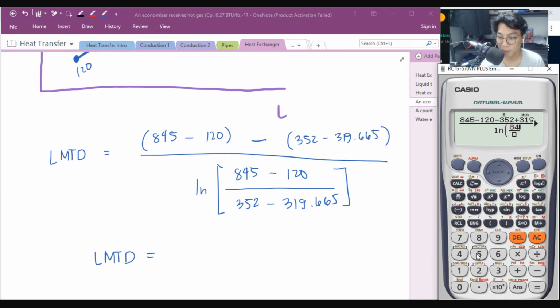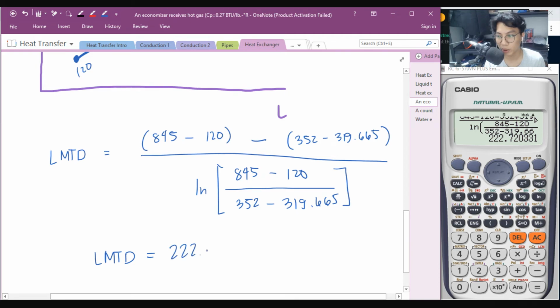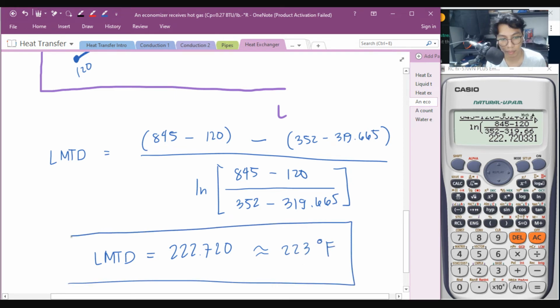So, 845 minus 120. Tapos, 352 minus 319.665. The answer will be 222.720. Approximately, gawin na lang natin 223 degrees Fahrenheit. That is for problem number 3.